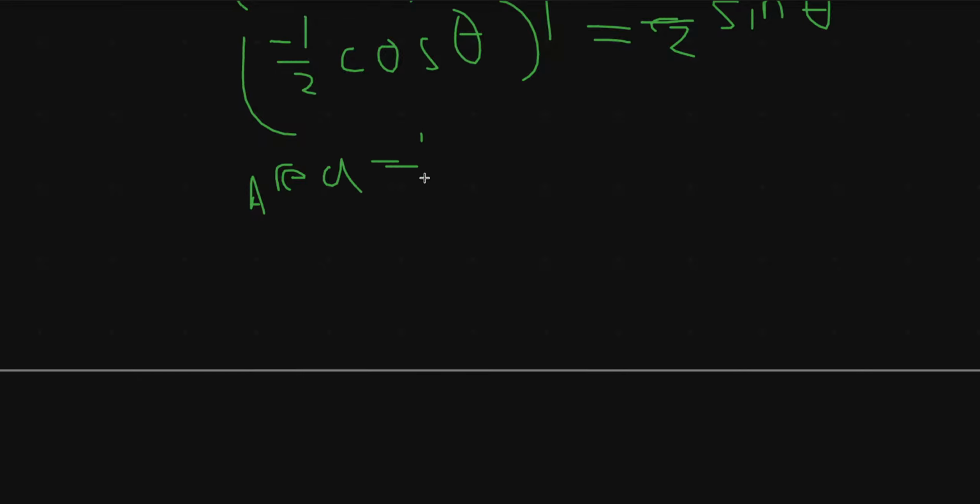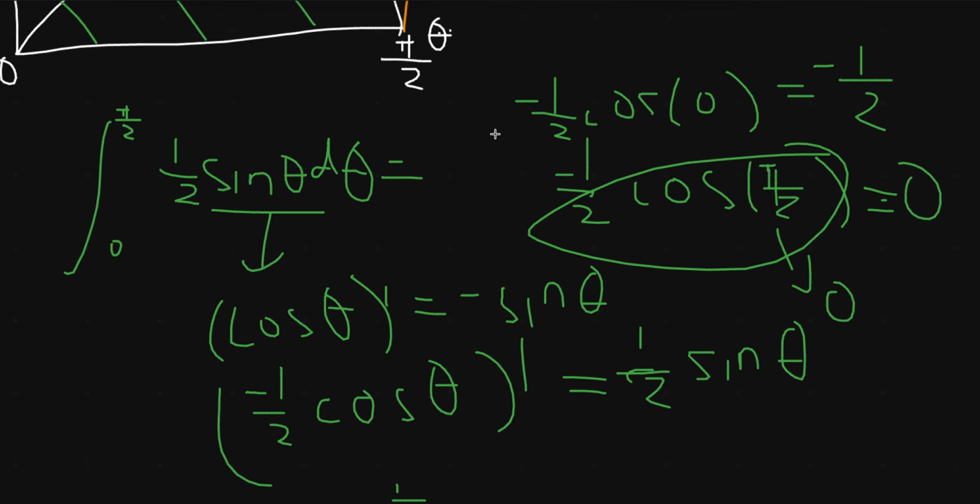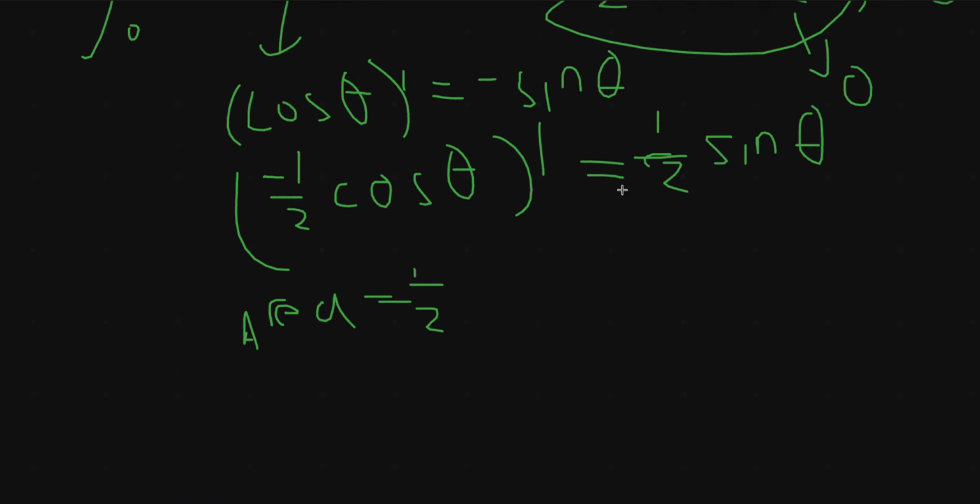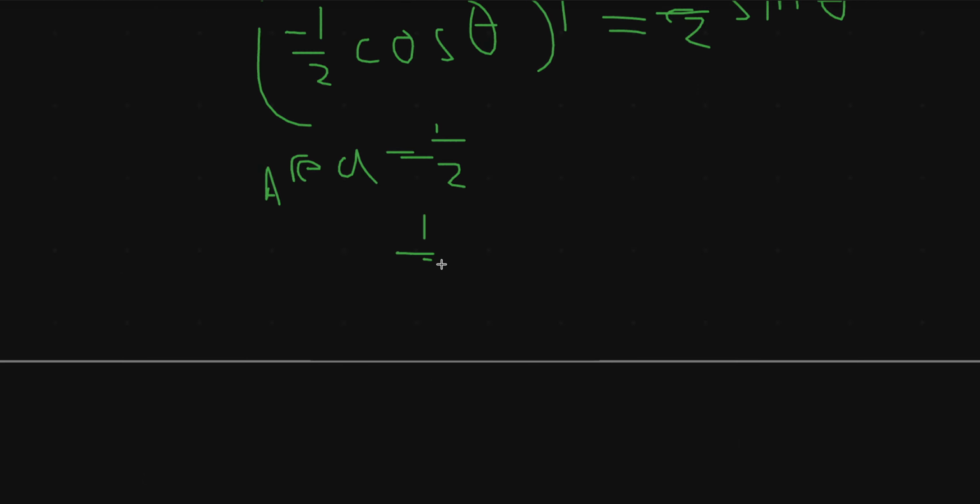And eventually, the green area divided by the total area is going to be equal to half divided by pi over 2, which is equal to 1 over pi.